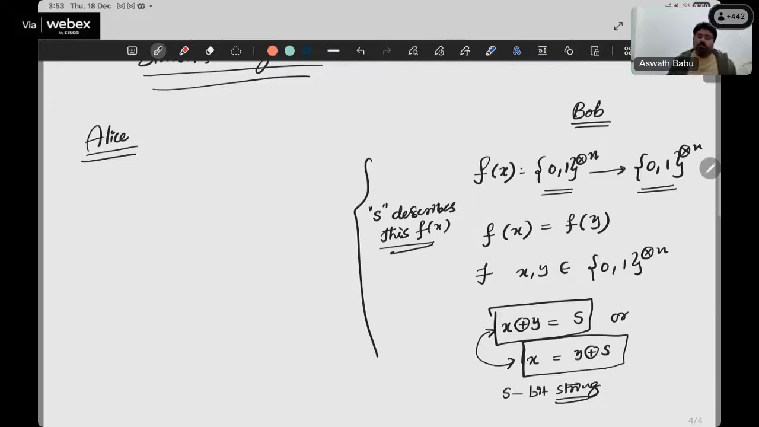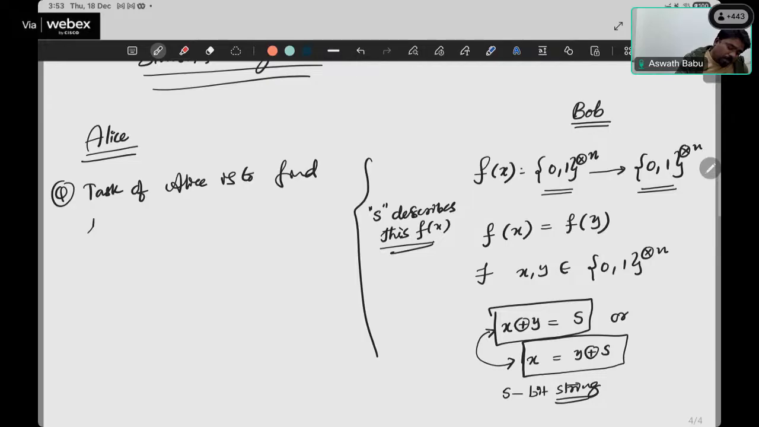Now the task of Alice is to find what kind of f of x that is. Find the f of x. Instead of finding f of x, she can do one thing: she can find the s. Either way it is the same. If she finds f of x, she will get s. If she finds s, she can see what f of x is.